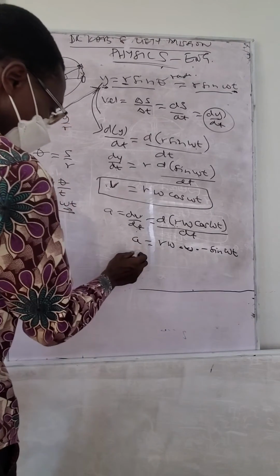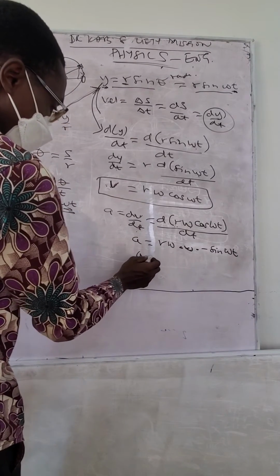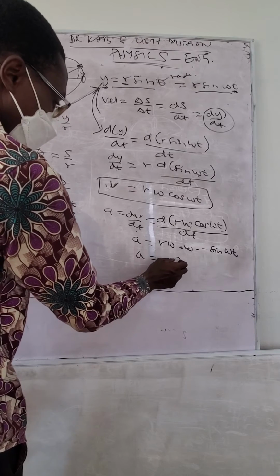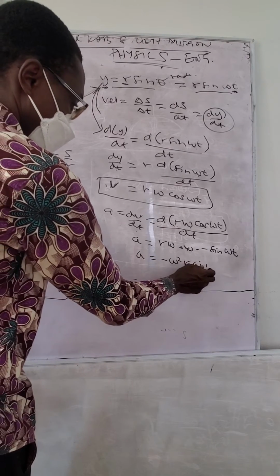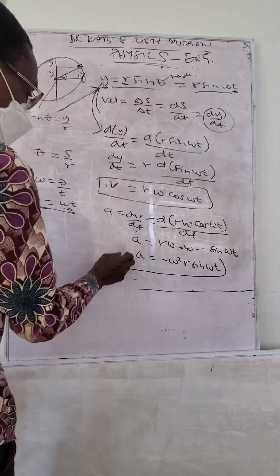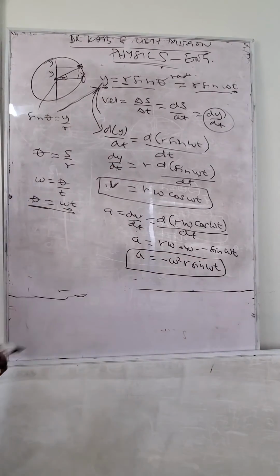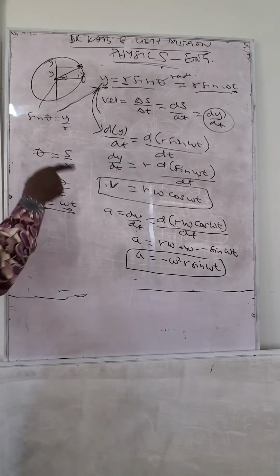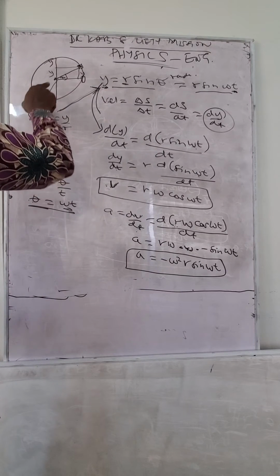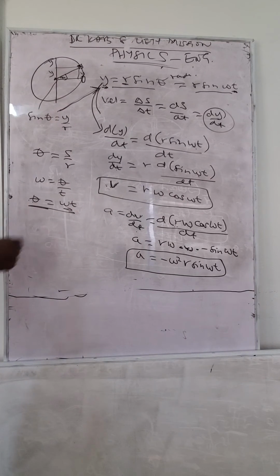We can rewrite this as a is equal to negative omega squared r sine omega t. This is the equation for acceleration. So see that acceleration becomes negative. It's negative because the acceleration will not be ever increasing. It will always be pointed towards a fixed point. Okay, that's for simple harmonic motion.